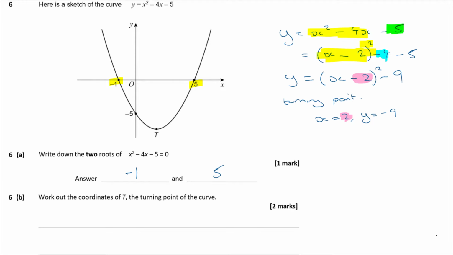Okay, so an easy way of thinking about it is the x value is just a negative version of that number up there, and the y value is the one on the end. Okay, that's all you get. So it's going to be at 2, -9 basically. So what are the coordinates of T? T has got the coordinates 2, -9.